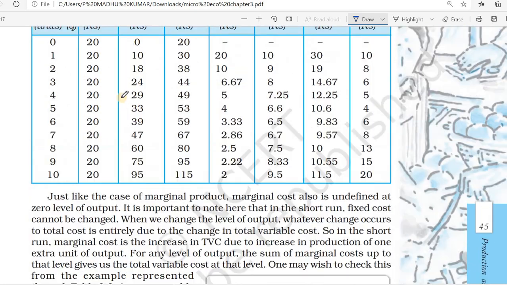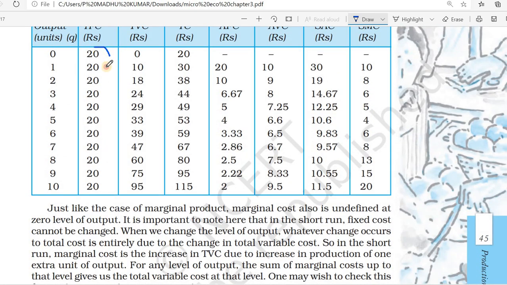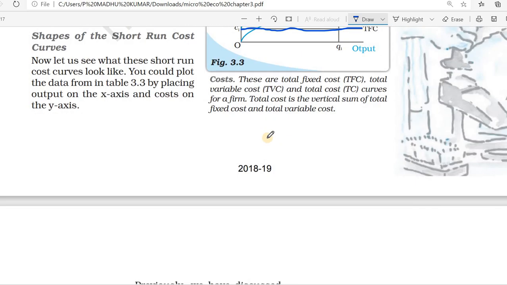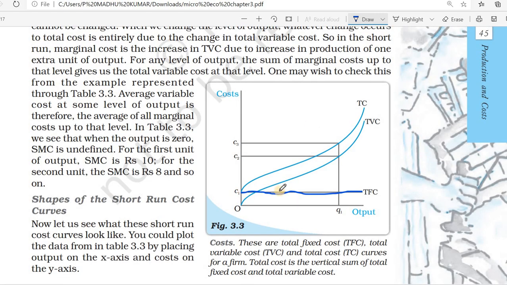What is the reason for that? Because here total fixed cost is the same. It is 20 only. When production is 0, it is also 20. When production is 1, also 20. When production is 2, also 20. When production is 4, also 20. When it is 6, also 20. When it is 8, also 20. Because of that, the total fixed cost curve is a straight line. We know that it is a fixed factor. That is the reason this cost is a straight line.